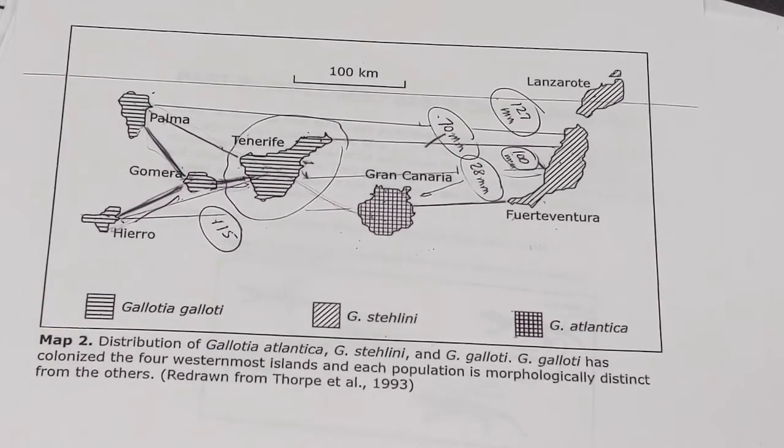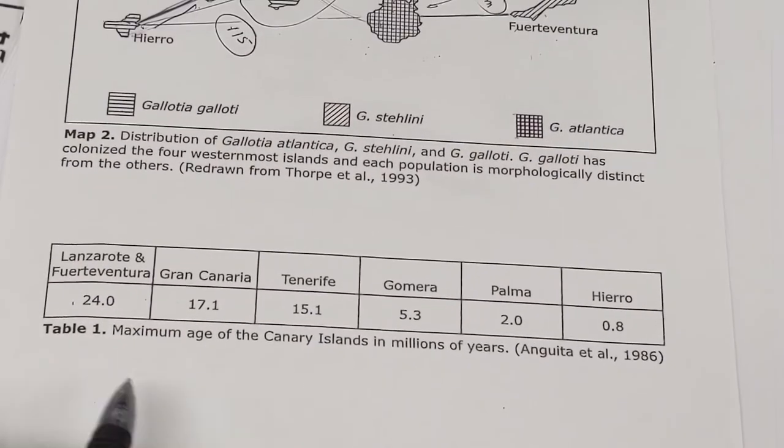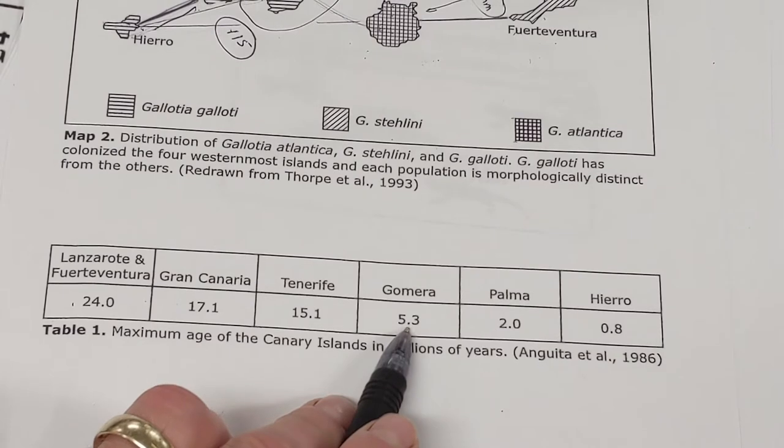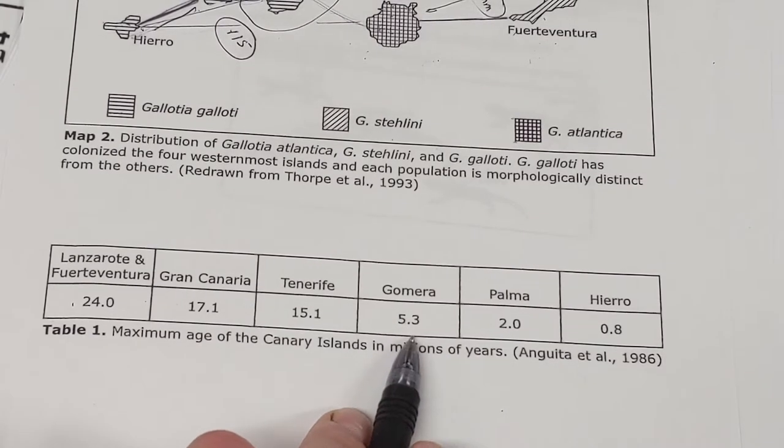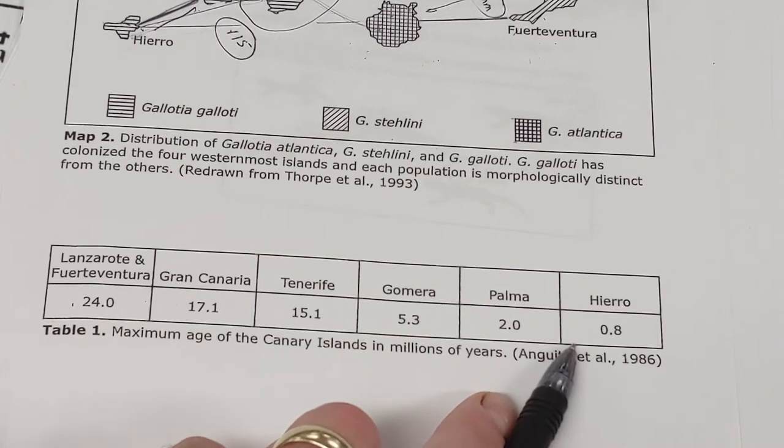So if I revise my phylogenetic tree, now I might need to take into consideration the fact that Gomera is old, and both Palma and Hero are young. It's possible that lizards that had been colonizing Gomera for 3 million years now went to Palma and then Hero.